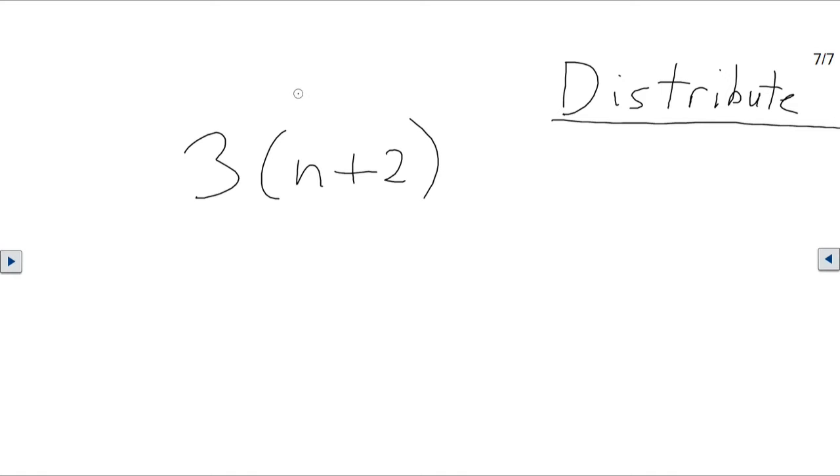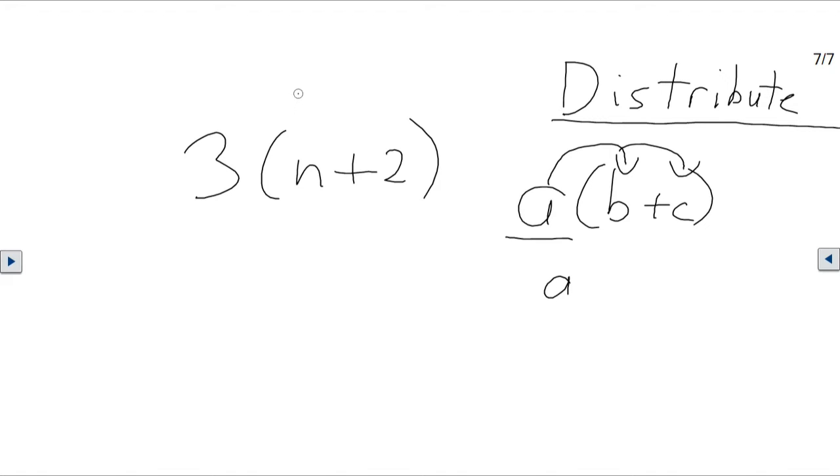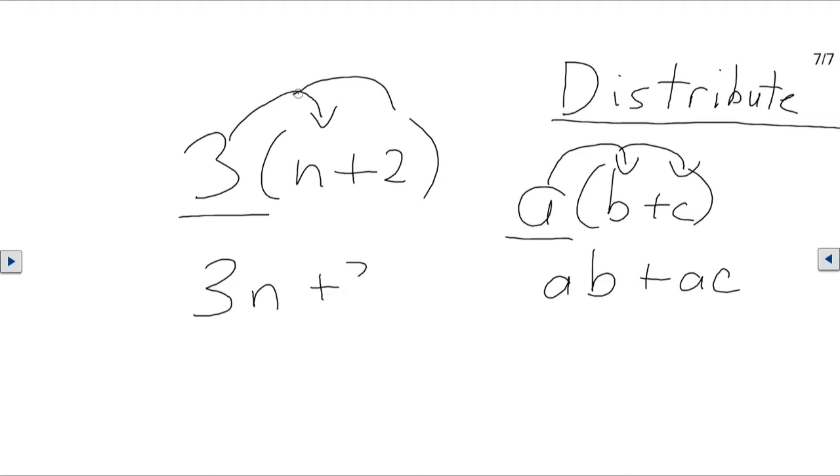Essentially what it says is we take that thing on the outside. Okay, so let's say we said A times B plus C. We take the thing on the outside times each thing on the inside. So I've got to take the A times the B plus the A times the C. Okay, so in my particular scenario, I'm going to take the 3 times the n, which is just 3n. Okay, again, we don't need a times symbol with variables in there. And then the 3 times the 2. Okay, or more simply, 3n plus 6.